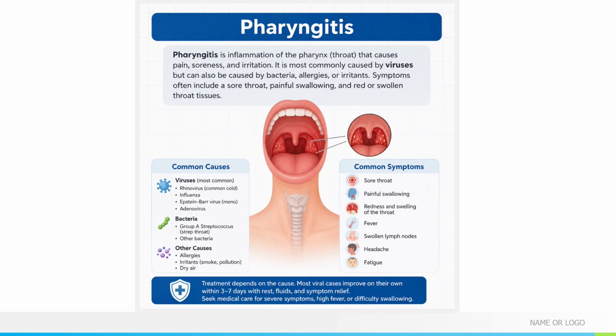So it's important to remember that the monospot test may be negative during the first week of illness. So if clinical suspicion does remain high, so the patient continues to have symptoms, the provider may repeat the test later or order EBV-specific antibody testing, which is more sensitive, and it can distinguish between a current and past infection.